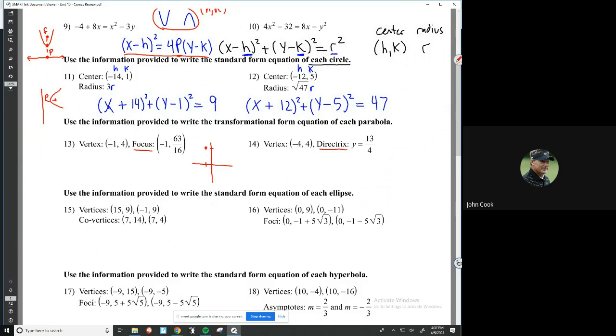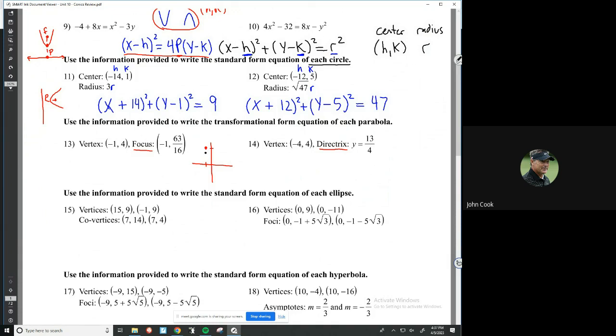It's over to the left 1, and then it's up 63/16. Let me get my calculator real quick to see what that translates to. I think it's just under 2, right? Let me check. 63/16. Oh, it's just under 4. Darn it, I was off by a little bit because I was thinking 64. So the focus is going to be below the vertex: -1 and then just under 4. Right there, that's the focus.